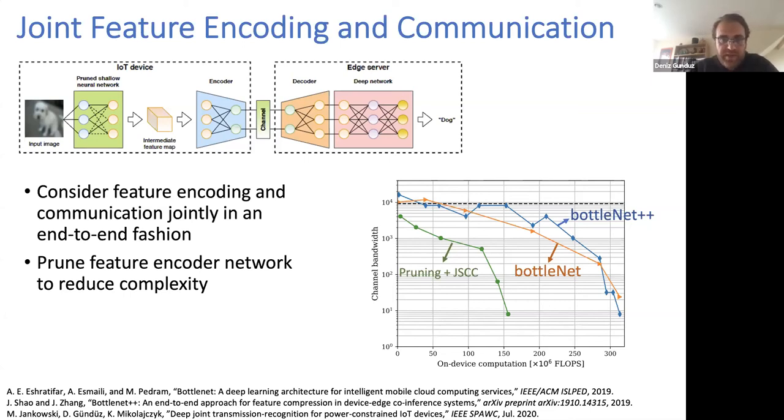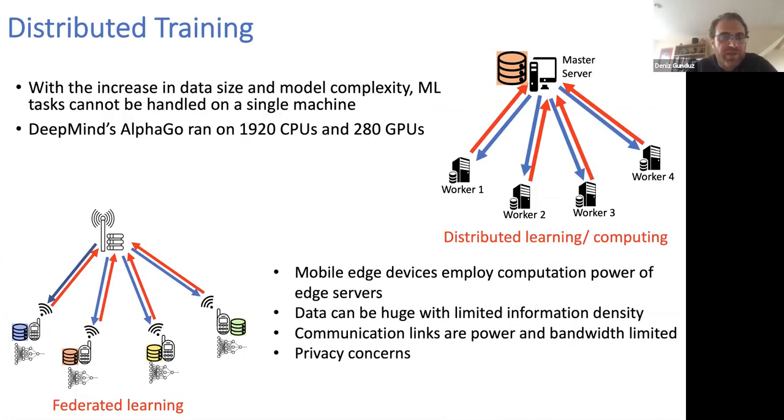Okay, so now I will switch to the training problem. In distributed training, as I said, the models are growing, so we definitely need to exploit many more devices jointly to learn from data. There are two typical lines of research in this.